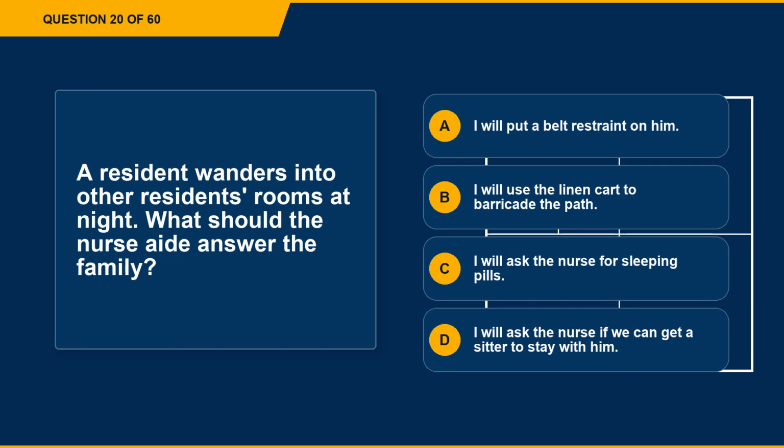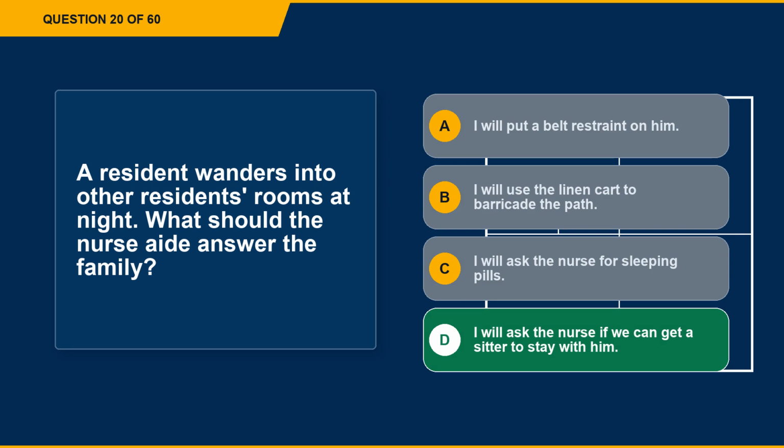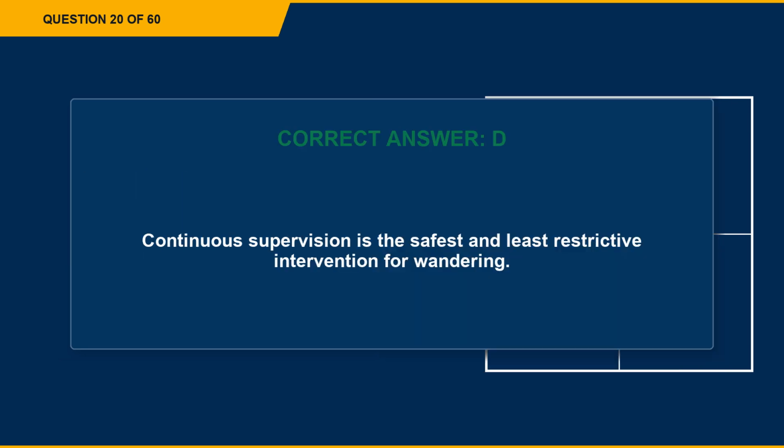Question 20. A resident wanders into other residents' rooms at night. What should the nurse aide answer the family? Option A, I will put a belt restraint on him. Option B, I will use the linen cart to barricade the path. Option C, I will ask the nurse for sleeping pills. Option D, I will ask the nurse if we can get a sitter to stay with him. The correct answer is option D, I will ask the nurse if we can get a sitter to stay with him. Explanation: Continuous supervision is the safest and least restrictive intervention for wandering.